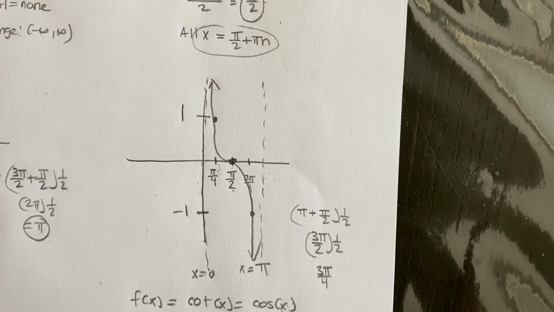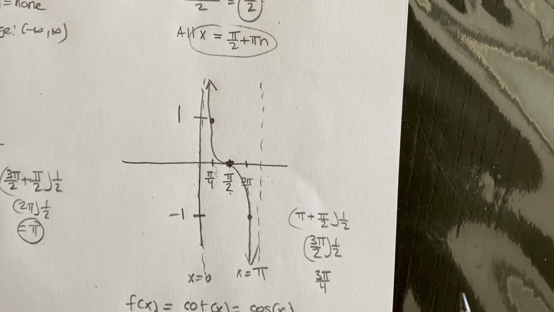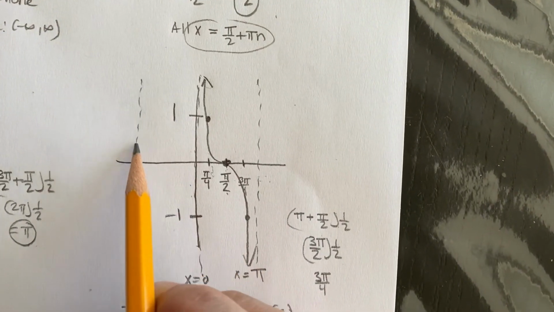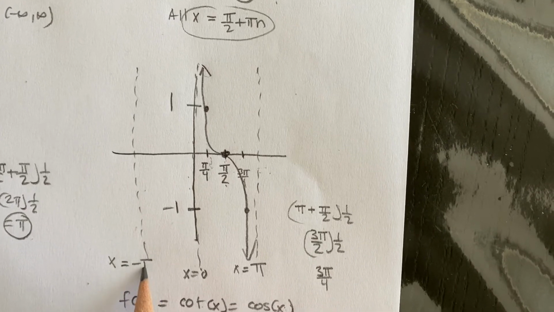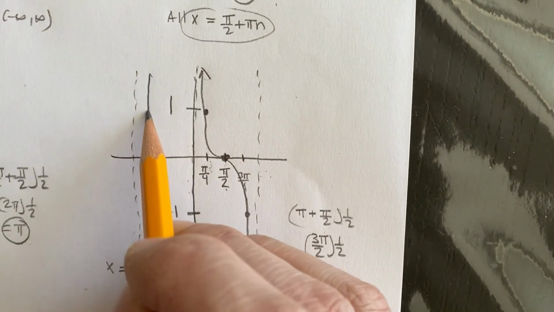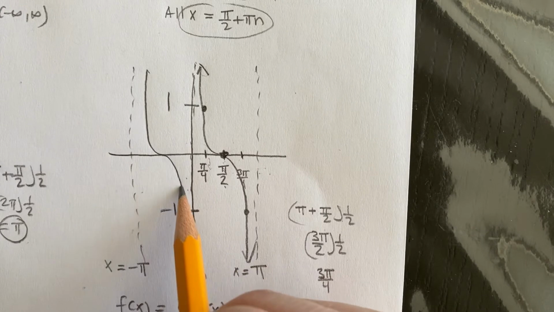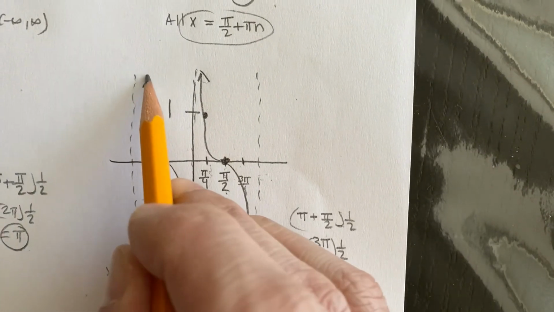Okay, so if I say, give me 2 periods of this function, of course, you can go this way right here and say the distance from here to here is a full pi. You can say x is equal to negative pi, and you can graph another portion of the graph. This would be a full 2 periods.